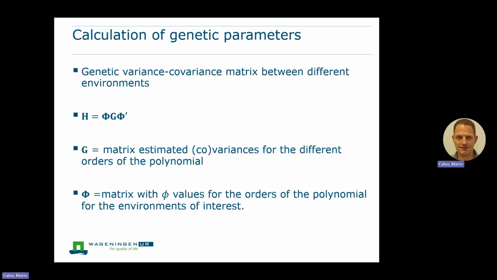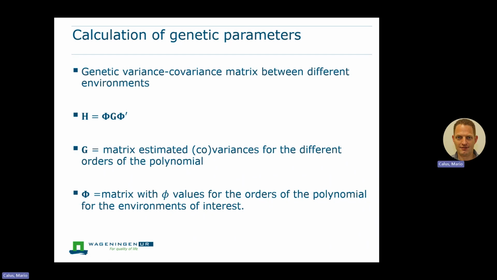So if we want to compute this covariance matrix between different environments, let's call this matrix H. We can obtain this by taking the matrix of the estimated covariances for the different orders of the polynomial. So if we have a linear reaction norm, this would be a 2x2 matrix. We have a variance for intercept and one for slope. And we would pre and post multiply this with a matrix of values of the orders of the polynomials for the environments of interest.